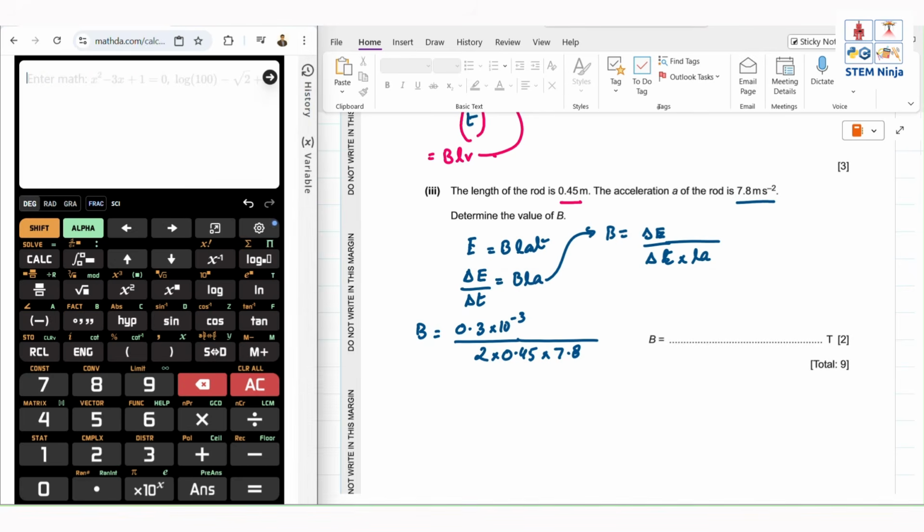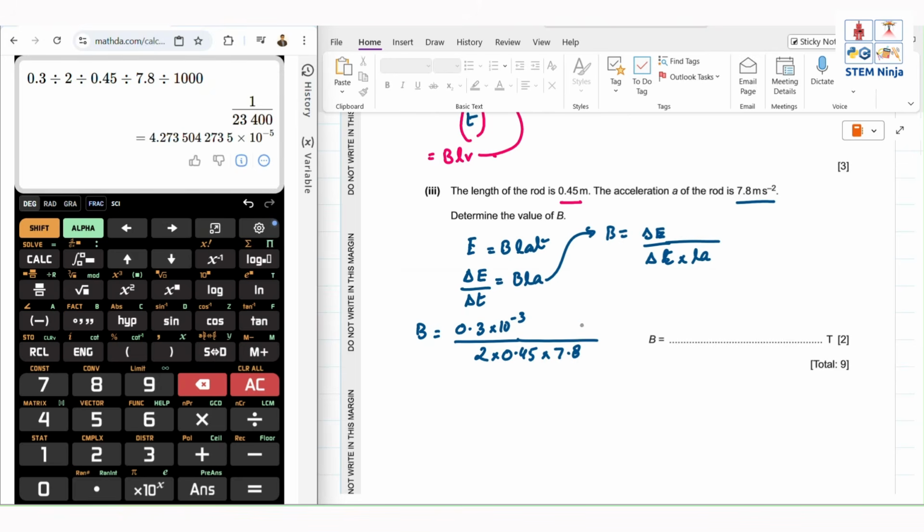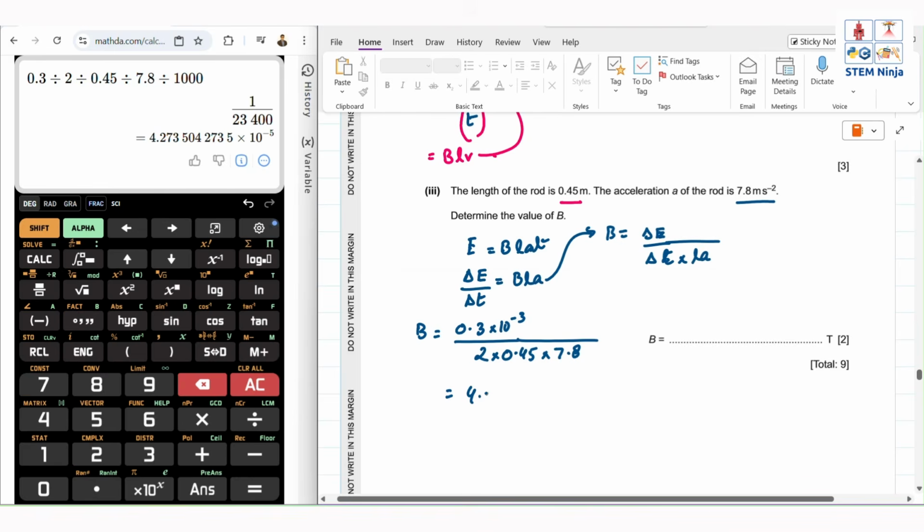Now we just simply need to write it here. So 0.3 divided by 2 divided by 0.45 divided by 7.8 divided by 1000. So we get 4.27 times 10 raised to the power minus 5 Tesla. We can round it to 4.3 times 10 raised to the power minus 5 Tesla.